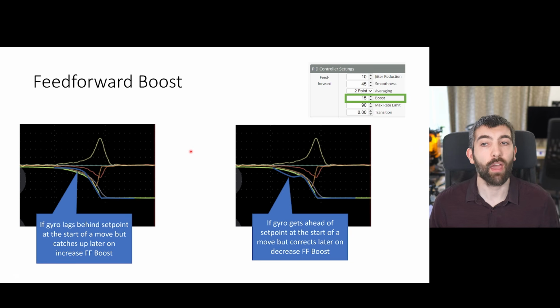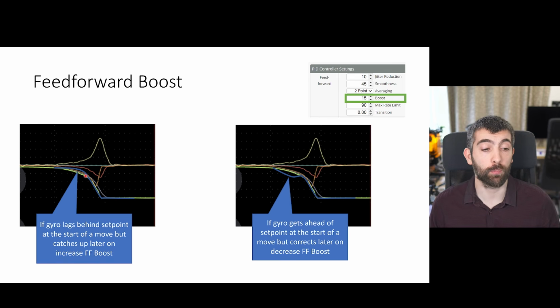There are some extra tools that we have available to us to help improve the performance of feed forward even a bit more. The first is Feedforward Boost. Now what this does is it adds an element to feed forward based on the acceleration of your sticks, and this helps get feed forward moving even more quickly at the start of a fast move. If you're seeing in your log that the gyro is lagging behind the set point at the start of the move, but then catching up later on, it's definitely worth adding some additional feedforward boost to help correct that.